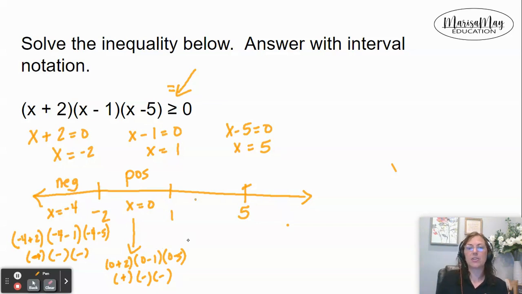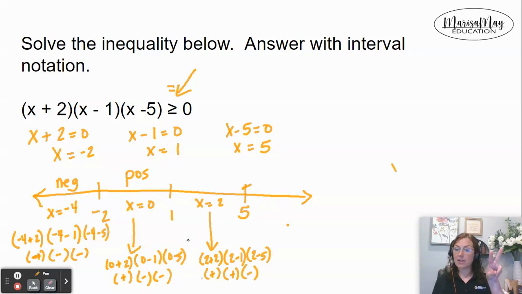Okay, let's do the next section. x equals 2. So I've got 2 plus 2, which is a positive. Then I've got 2 minus 1, which is a positive. Then I've got 2 minus 5, which is a negative. So a positive times a positive is a positive, times a negative is a negative.